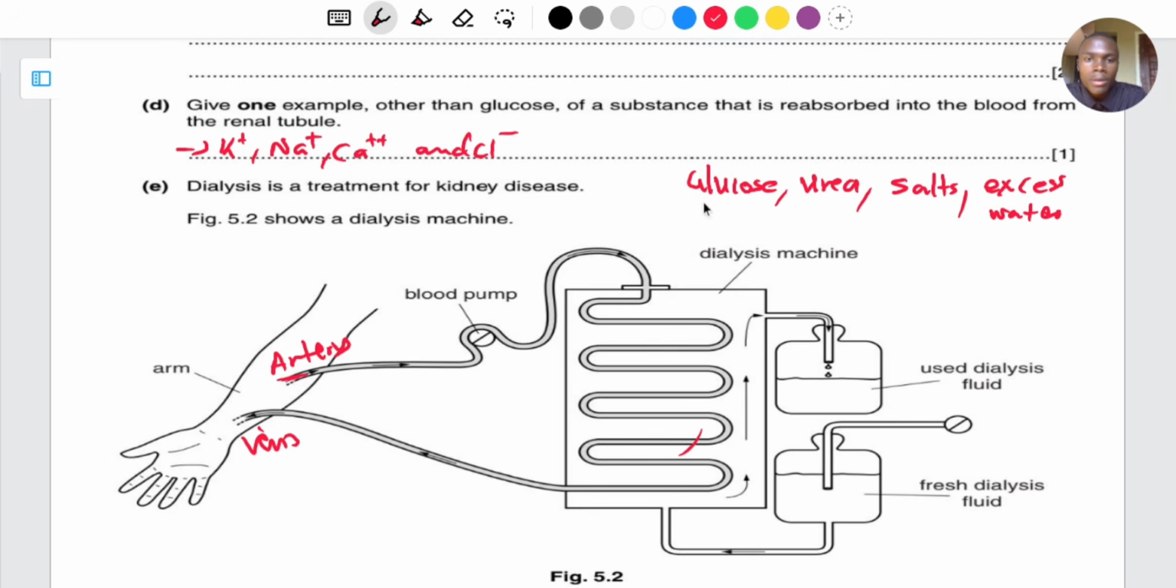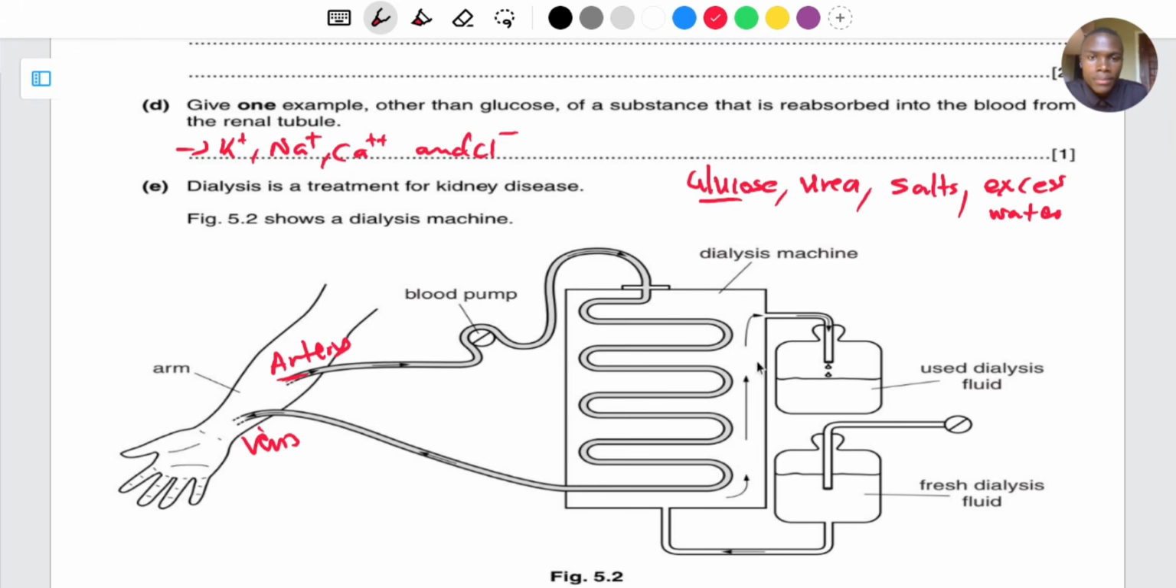Like for example, when you talk of glucose, the first thing they are going to do is measure your blood glucose. If they find that your blood glucose is somewhere around 3.9 or 5.9 moles per deciliter, they are going to make sure that the amount of glucose in the blood is equal to the amount of glucose they are going to add in the fresh dialysis fluid. This is because when there is an equal amount of glucose in blood as well as in the dialysis fluid, there will be no net movement. This is because glucose is an important substance to the body, which is needed for respiration.